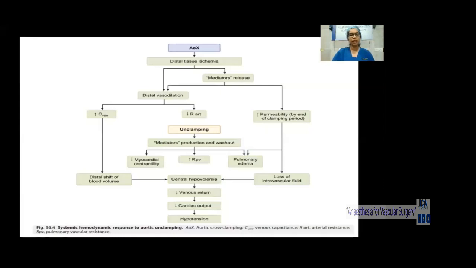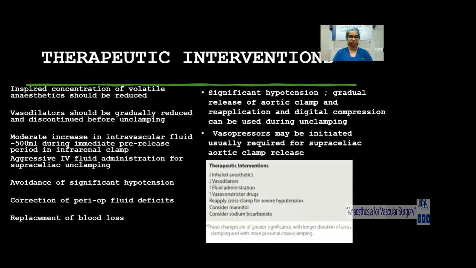So aortic unclamping is going to cause distal tissue ischemia, which releases certain mediators that increase the permeability of the tissues. And this causes loss of intravascular fluid, leading to a central hypovolemia. Also, because of distal vasodilatation, there is a shift of blood volume away from the central compartment, again leading to central hypovolemia, reduced cardiac output and hypotension.